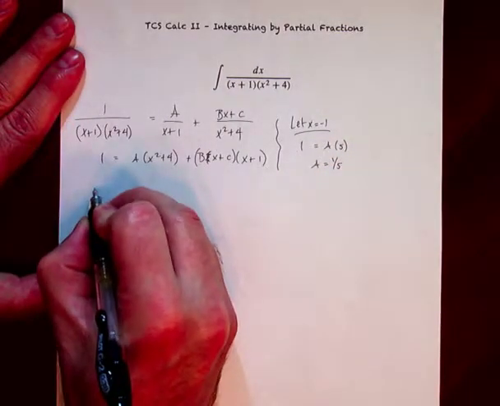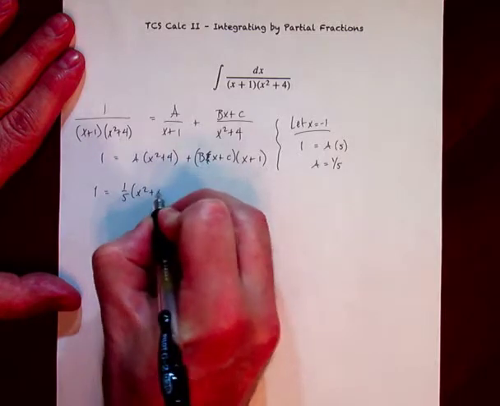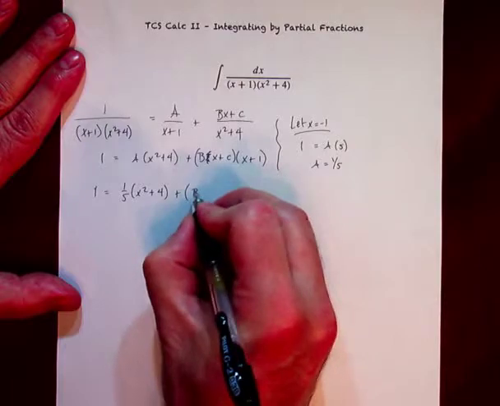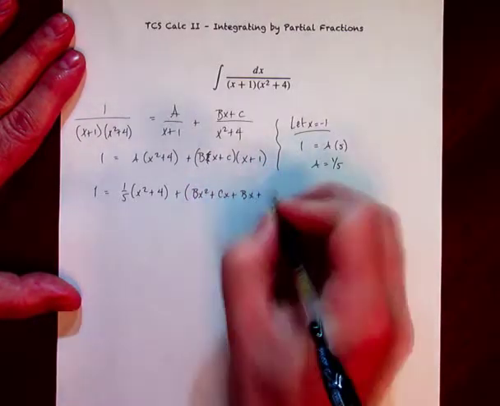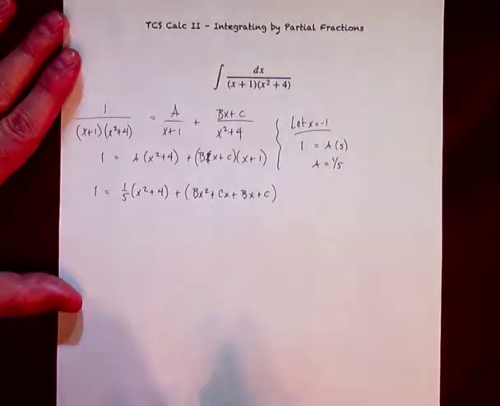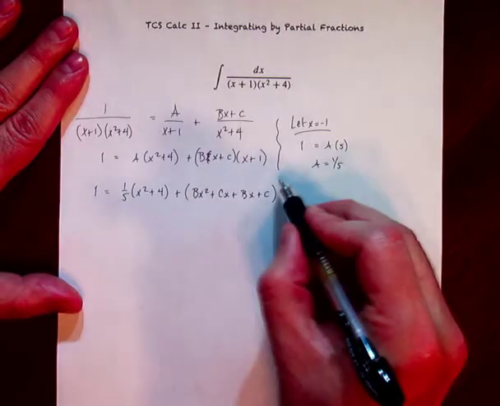Now, that means that I have 1 is equal to 1/5 times x squared plus 4. And let's go ahead and multiply this out. We're going to get Bx squared plus Cx plus Bx plus C. Now, you should be able to work with fractions, but as I've said before, if you don't have to, why would you want to? Let's sort of close this off.